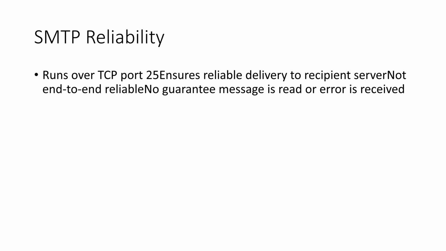So SMTP uses TCP, which is a reliable protocol, ensuring data arrives in order and without corruption. However, SMTP's reliability stops at the recipient's mail server. It does not guarantee that the message will reach the intended user or that you will be notified if a delivery fails. Unless you receive a bounce message from the recipient's mail server, you're left assuming it was delivered successfully.